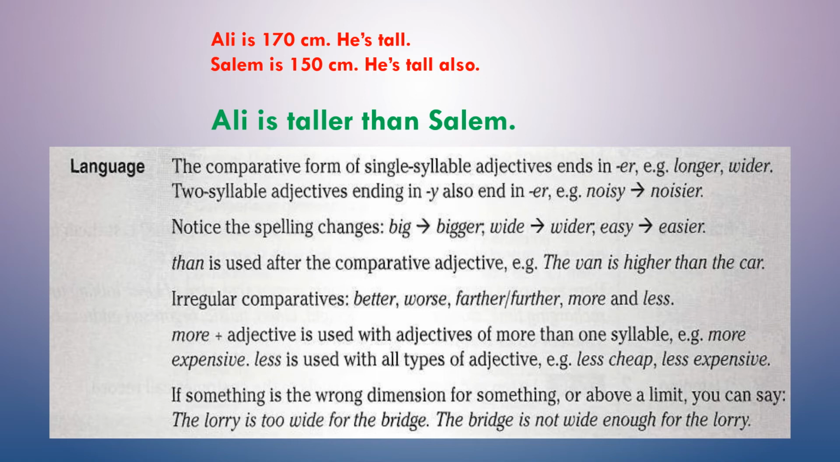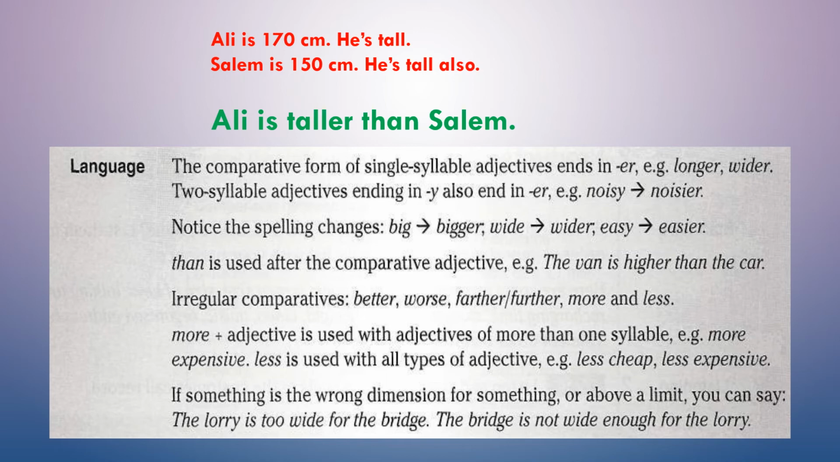Now look at the word wide. Wide, here we have an E. So no need to add another E. We add only R. Look at easy, it becomes easier. The same as noisy, noisier. The Y becomes I. Yes, now than is used after the comparative adjective. Example, the van is higher than the car. We should put than after the comparative adjective. Higher than, taller than, smaller than.